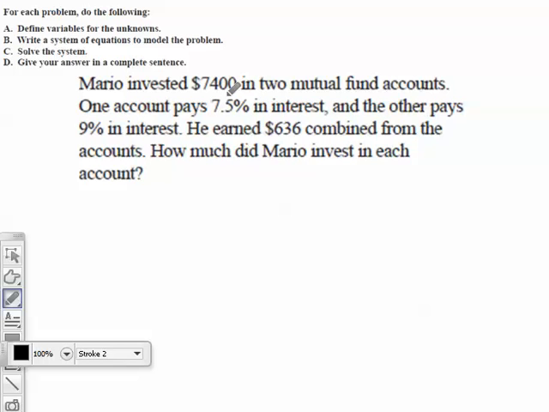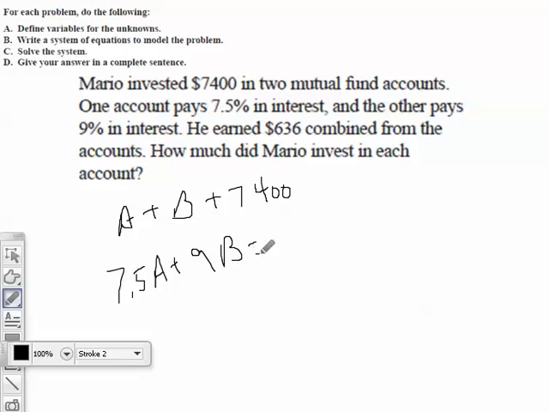Mario invested $7,400 in mutual fund accounts. Okay, let's see here. We're going to have account A and account B, and we're going to add those together, and they're going to be equal to 7,400. Okay? One of them earns 7.5%, so 7.5 times A, and the other one gets 9% times B, and he gets a total of $636.